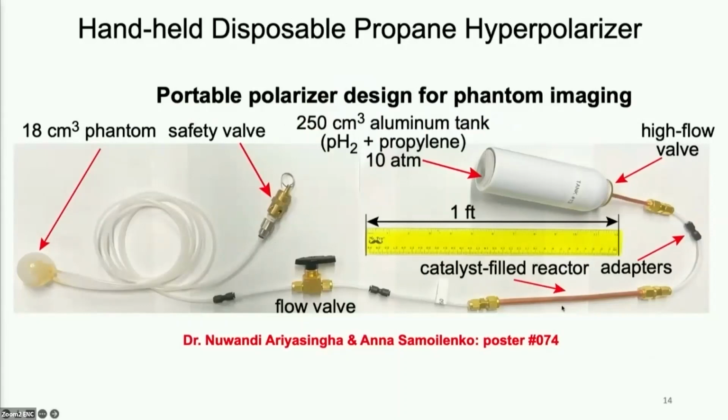So the way we initialize this is by using the feature of the storage can, which is a high flow valve. We press on it, gas comes out, goes through the reactor, and we have the release of hyperpolarized gas. This part is optional, and we really have it just to be able to do our phantom studies, to be able to do imaging and spectroscopy. Gas comes out, goes inside of the phantom, and then leaves it through a safety valve.